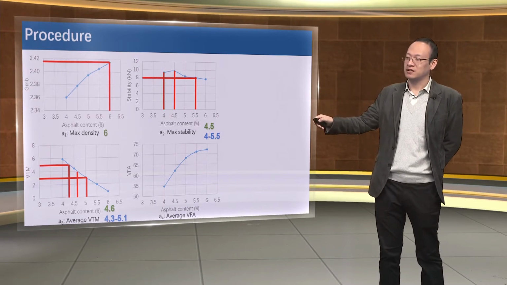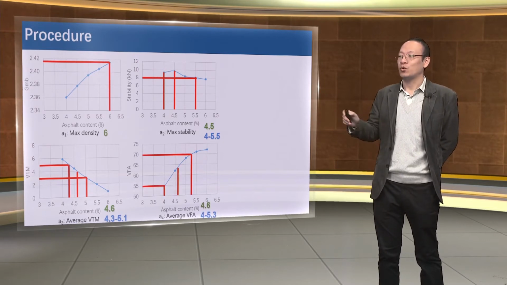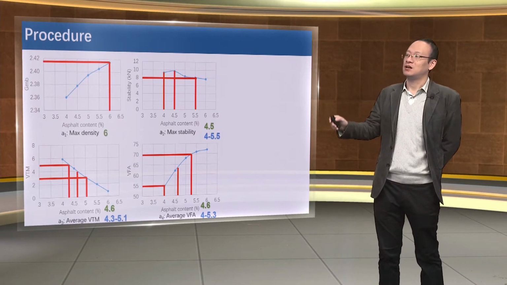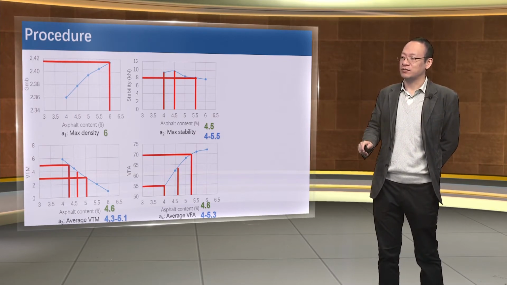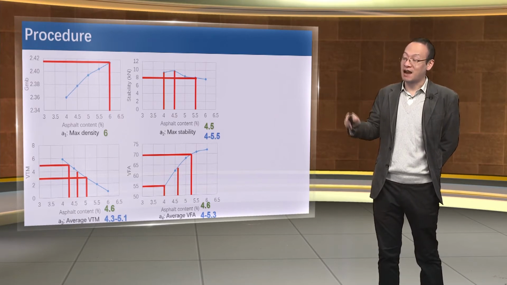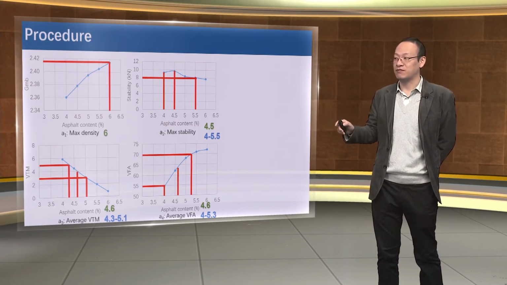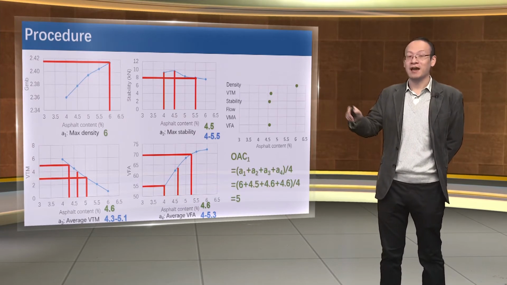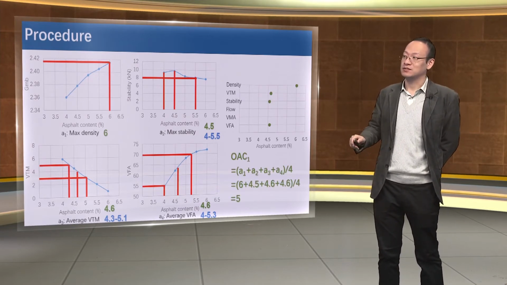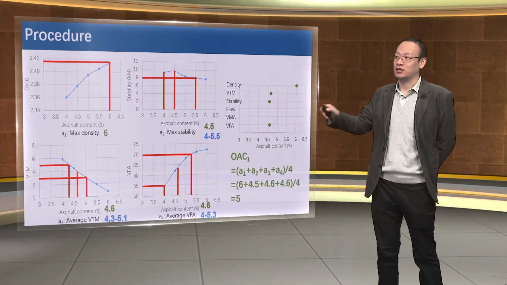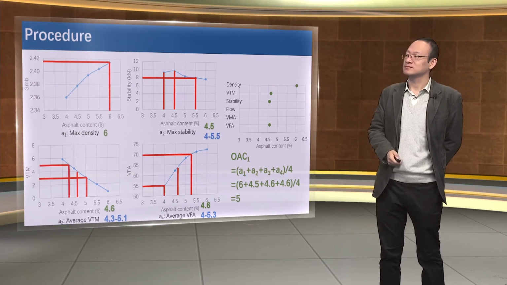Similarly, for VFA, we want them between 55 and 70. The range of the asphalt content is from 4 to 5.3, and the asphalt content corresponding to the average VFA is 4.6. So now I have the 4 values, and we take an average of these 4. That's how we find OAC1.